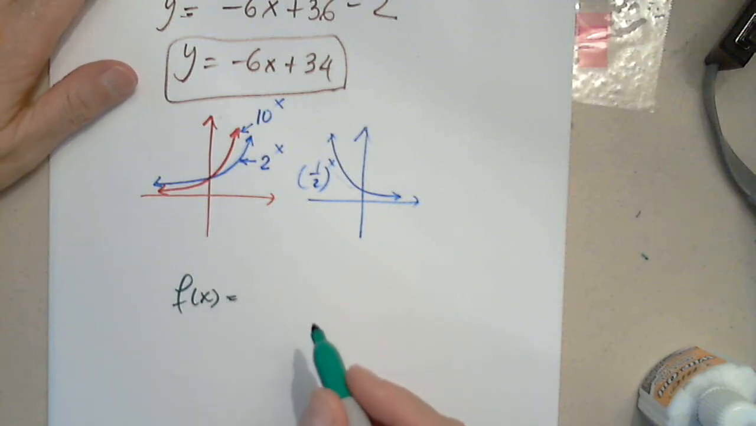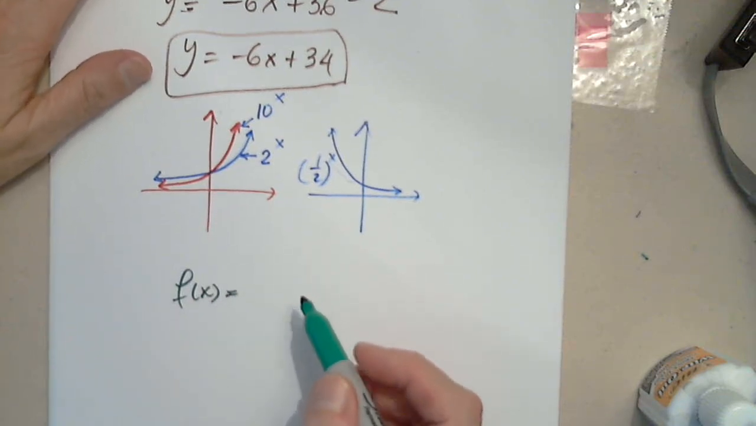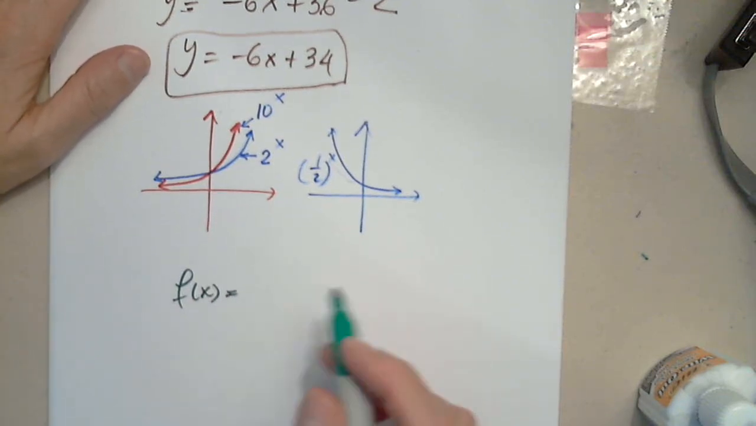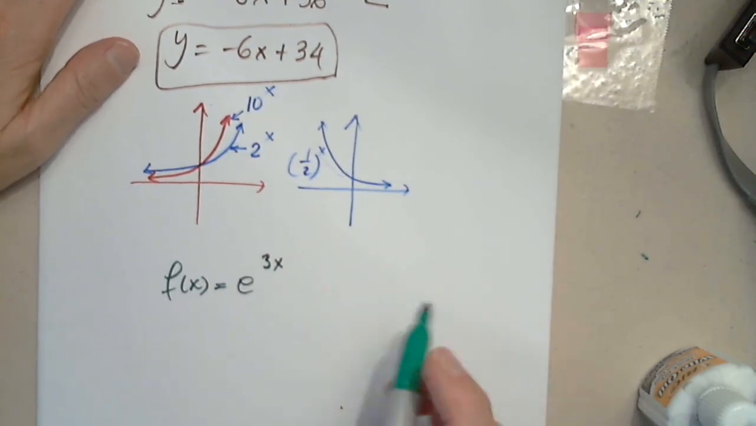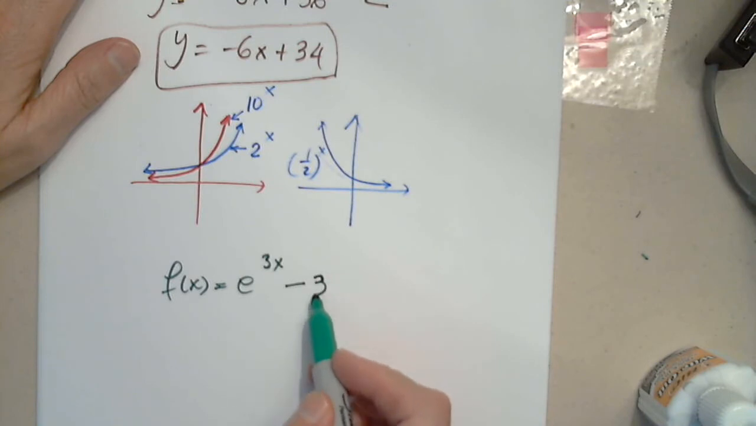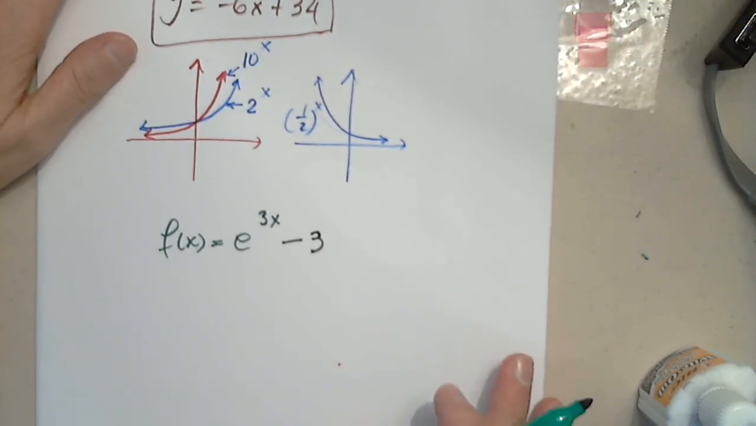3. Can you say that again? E2 and the power is 3x. Good. Then the whole thing minus 3. Like this? Yes. Okay, perfect.